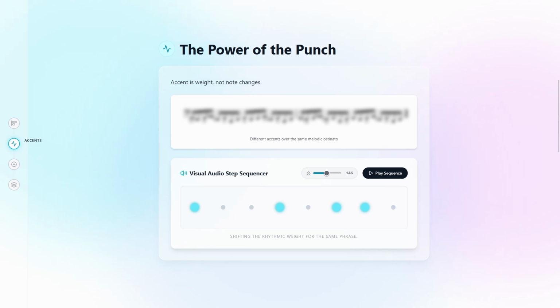By shifting the accent or the volume to different spots, the same loop may feel like it's stumbling, gliding, or sprinting.